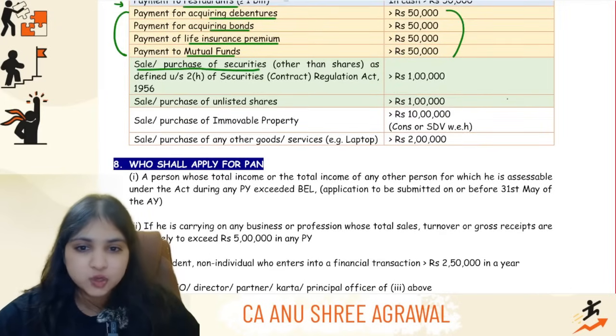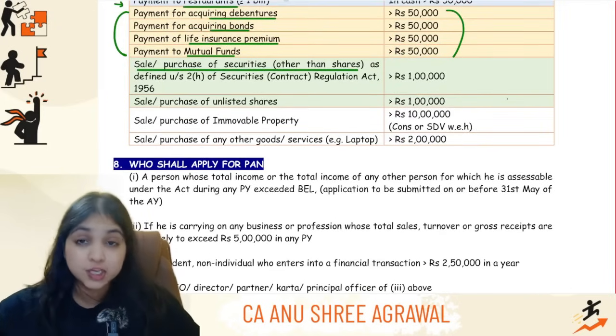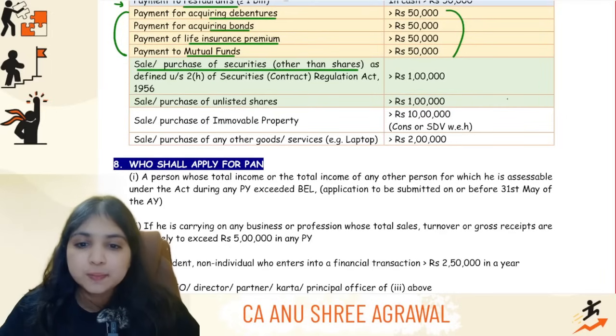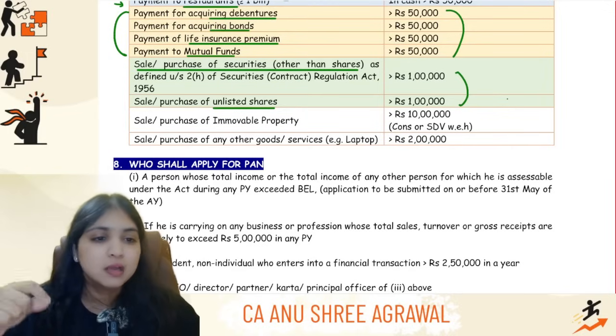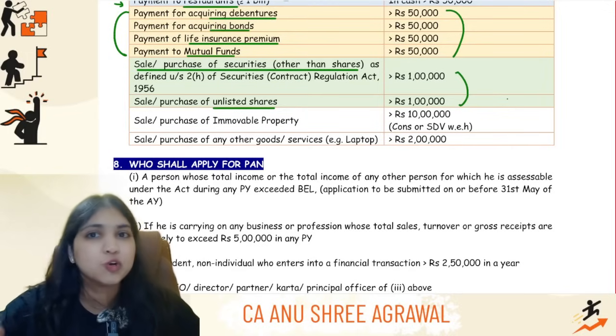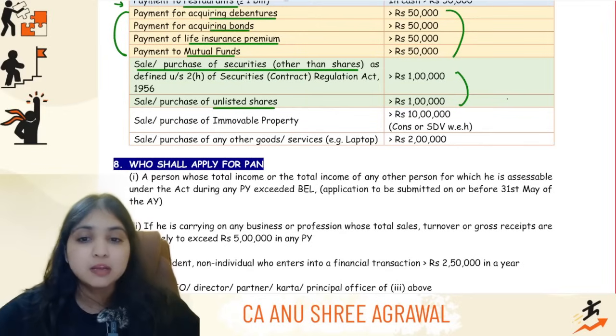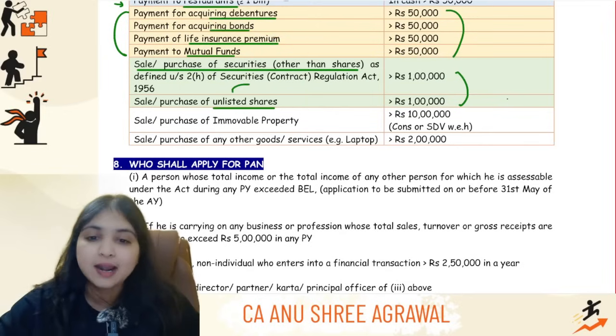Sale or purchase of securities other than shares, or sale or purchase of unlisted shares. For these 2 transactions, if the transaction amount is more than 1 lakh, we have to quote the PAN. The mode of payment, the mode of receipt doesn't make a difference over here. If it is more than 1 lakh, we have to quote PAN. So securities other than shares and unlisted shares.